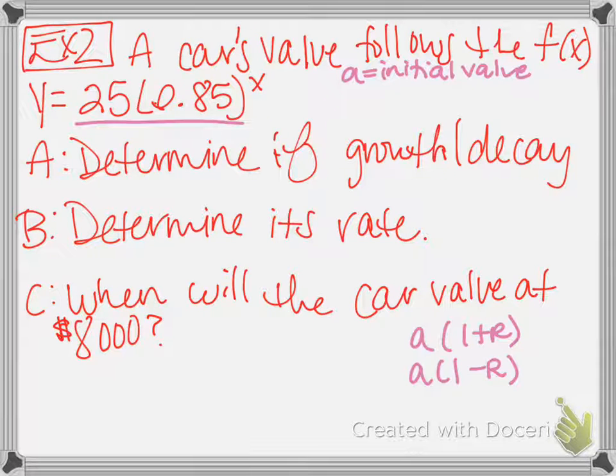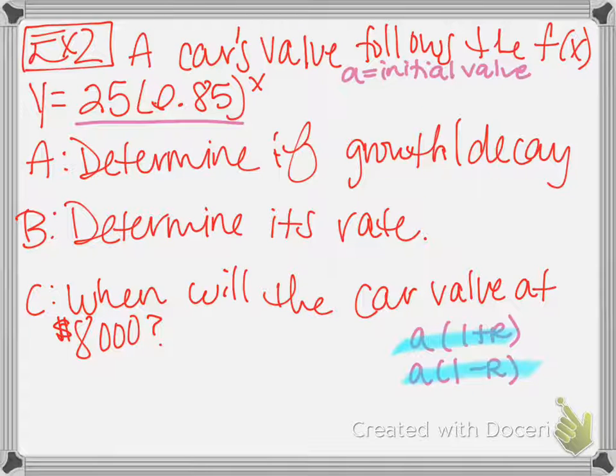So the growth and decay model is the same exact formula as what we had before, but instead of B just being whatever B is, which is something that we would have from an Algebra 2 class, we are going to change the B to be 1 plus our rate or 1 minus the rate. So if they ask us, like in part B, to determine its rate, we're actually going to use one of these formulas to figure out what the rate is. So let's start at the beginning.